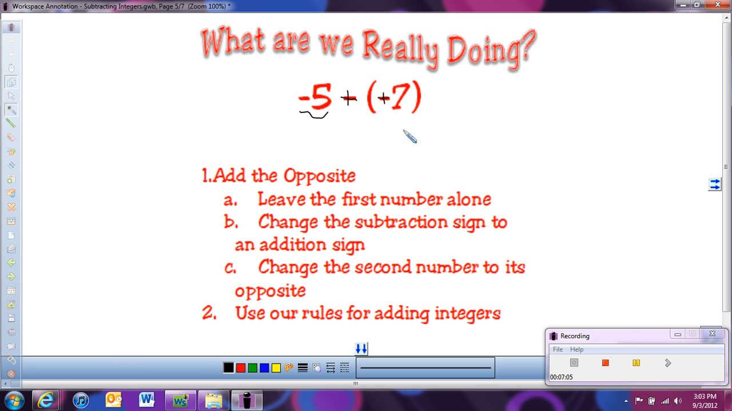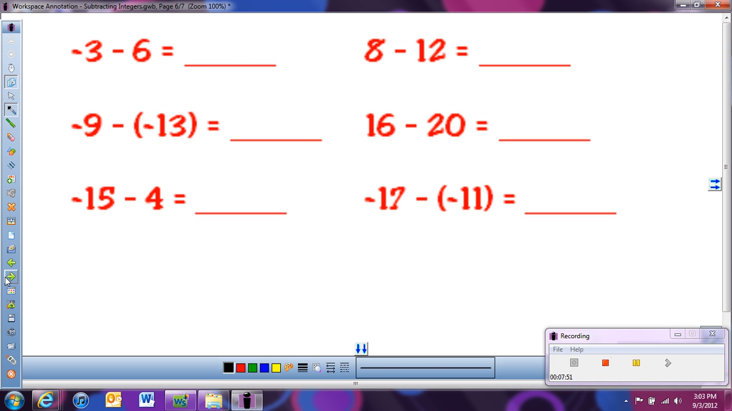Now we can just use our rules for positives like we did yesterday, and we have negative 5 plus positive 7. And we know that if we have one positive number and one negative number, we're really going to subtract. So that'd be like 7 minus 5, which is 2. And take the sign of the larger number, or the larger number's absolute value. So what's bigger, 5 or 7? We know that 7 is bigger and is a positive number, so our answer is positive. We'll practice a couple more like that without our hills and holes, just to make sure we got this idea down.